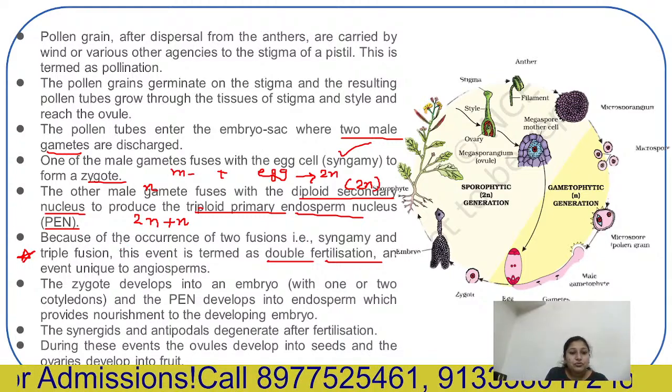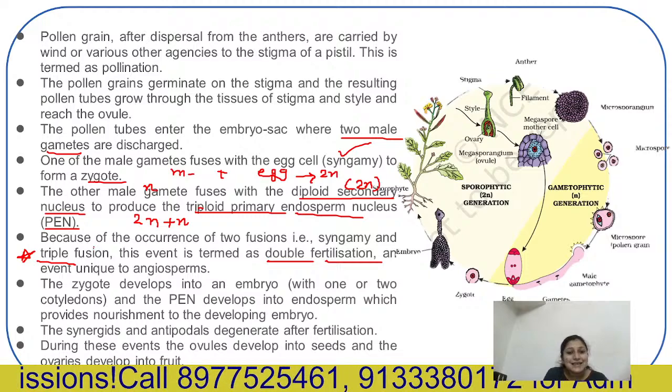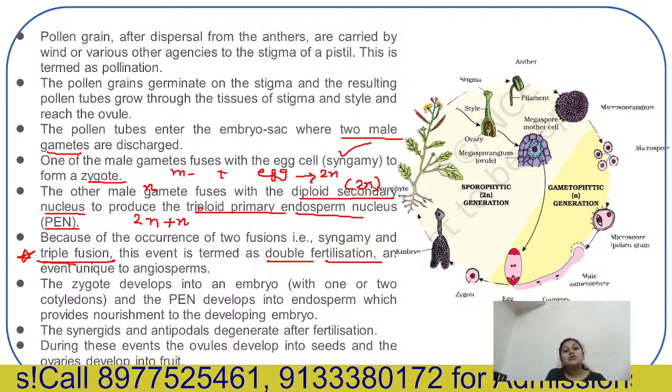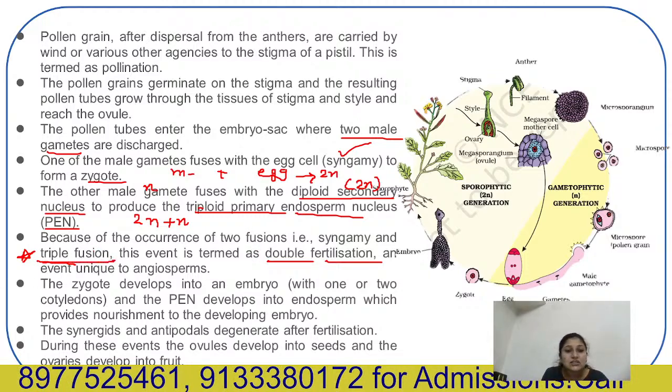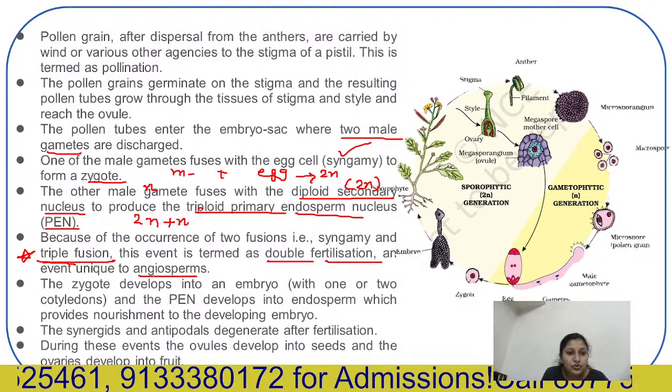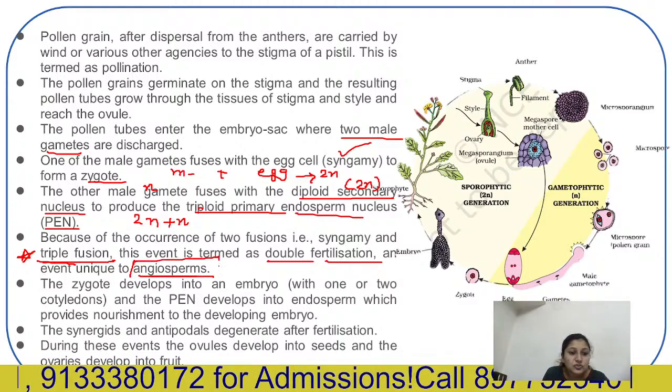And this type of fusion is called triple fusion. One is syngamy, one is triple fusion. So this type of thing occurs. This is a characteristic, unique feature of angiosperms only.